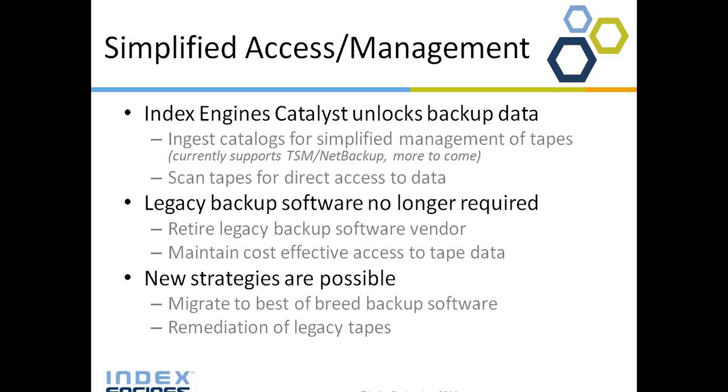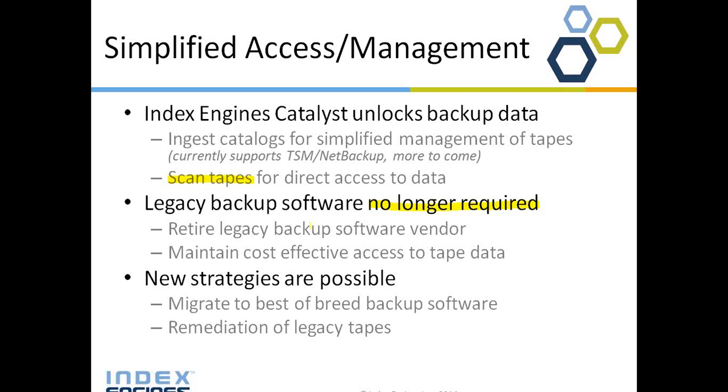Not only the ability to unlock the data from the catalog, but a full scan of the tapes provides direct access to the legacy tape content. One of the things we're going to talk about today is Index Engines' direct scanning technology that will allow individual file and email access based on keyword content search or metadata search. What this does is eliminate the requirement to maintain the legacy backup software. It's no longer required. In this case, you can retire legacy backup software vendors and still maintain cost-effective access to the legacy tape data.